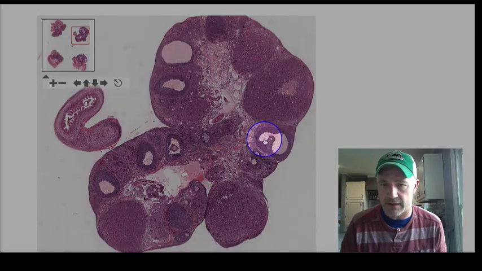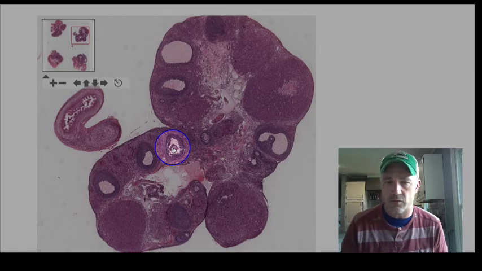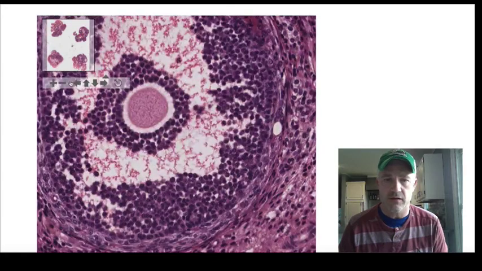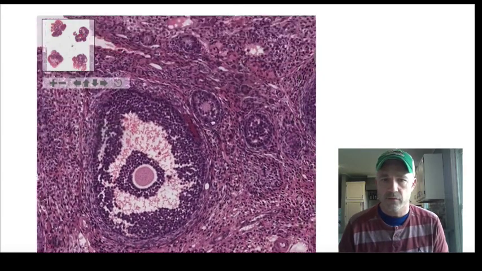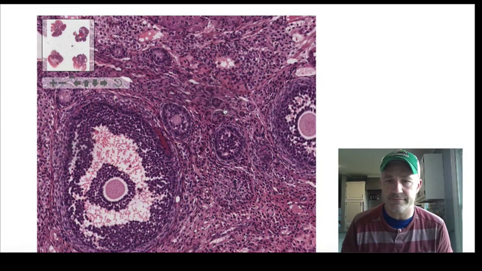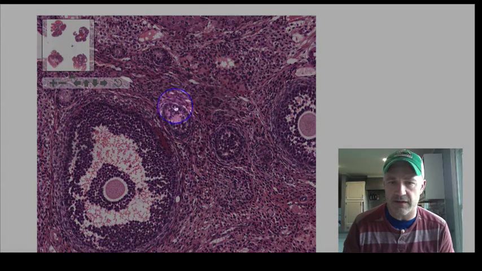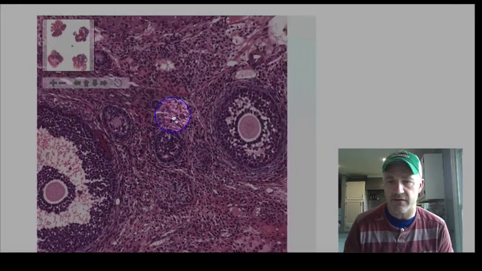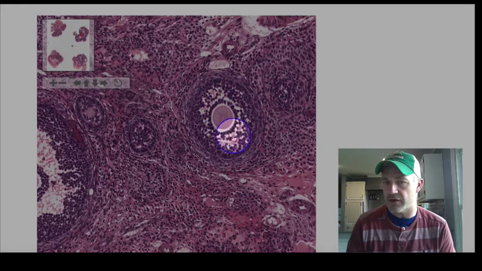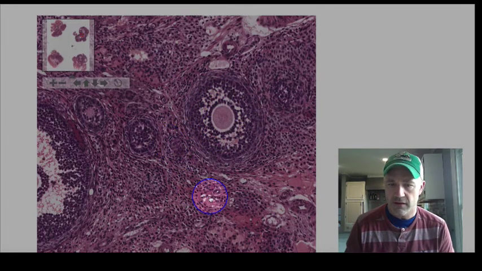I'd like to point out here, here, and here some oocytes. So what I want to do is zoom in a little bit on the center here and point out a few things. If we're looking at one of these here, primary follicle would probably be something like this one right here. Maybe bordering on a secondary follicle. You can see this one is a very late primary follicle, almost bordering on a secondary follicle. You can see the antrum is just starting to form here. This would be a very early secondary follicle here.